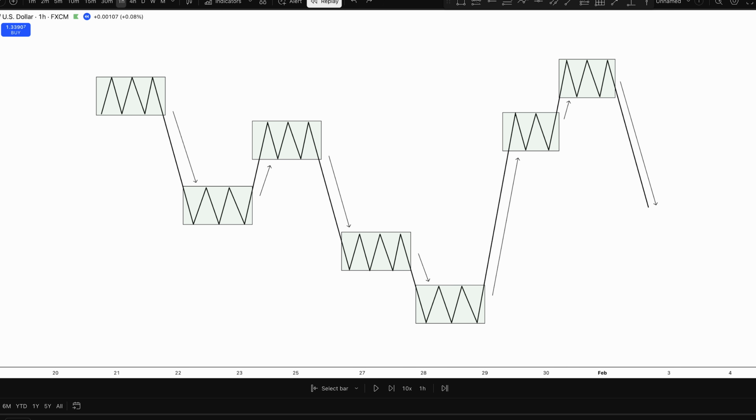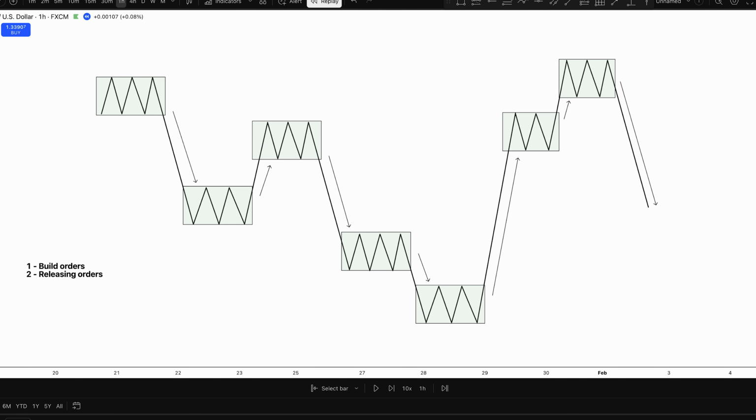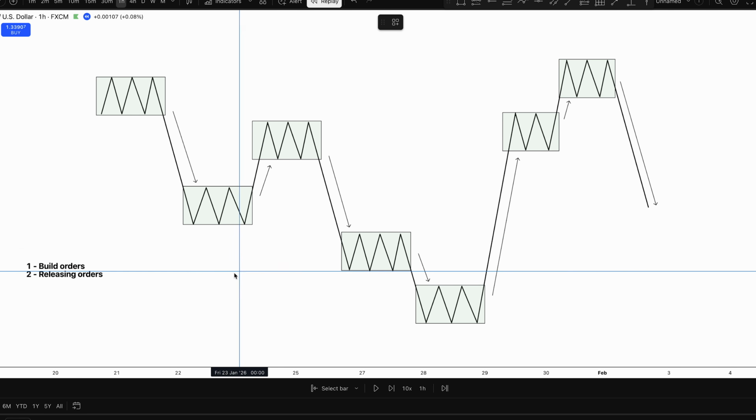Now, what are these phases? Well, we'll begin by saying this. The market only really ever runs in two different phases. It's only ever really doing one of two things. It's either building orders or releasing orders, okay? So by building orders, we mean building positions. Buy side or sell side positioning inside of a marketplace.